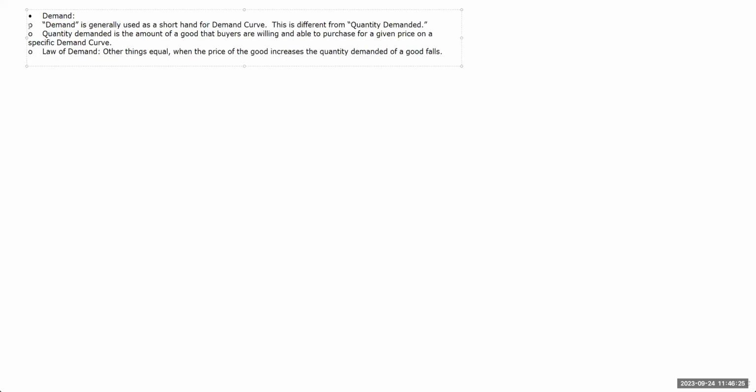Demand. Demand is basically shorthand for demand curve. Now, this is different than quantity demanded. Quantity demanded is the amount of a good that buyers are willing and able to purchase for a given price on a specific demand curve. I'll get to what that means.